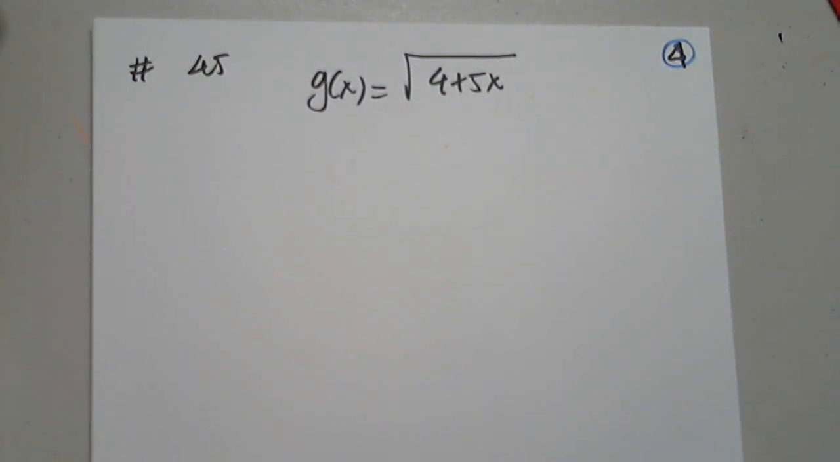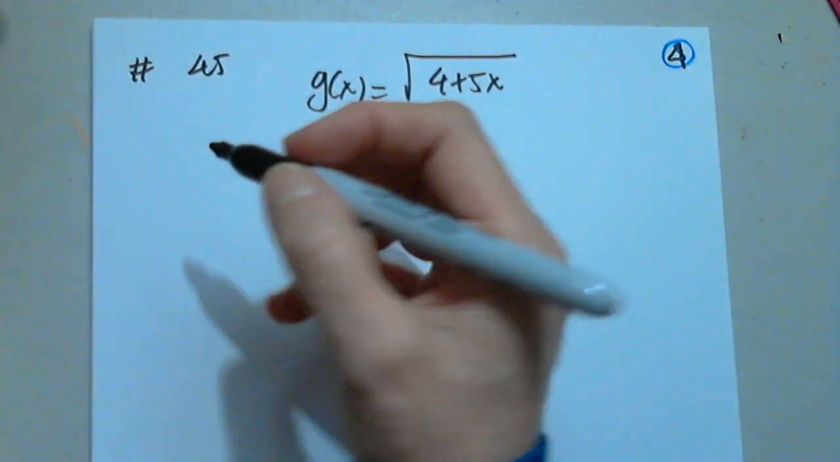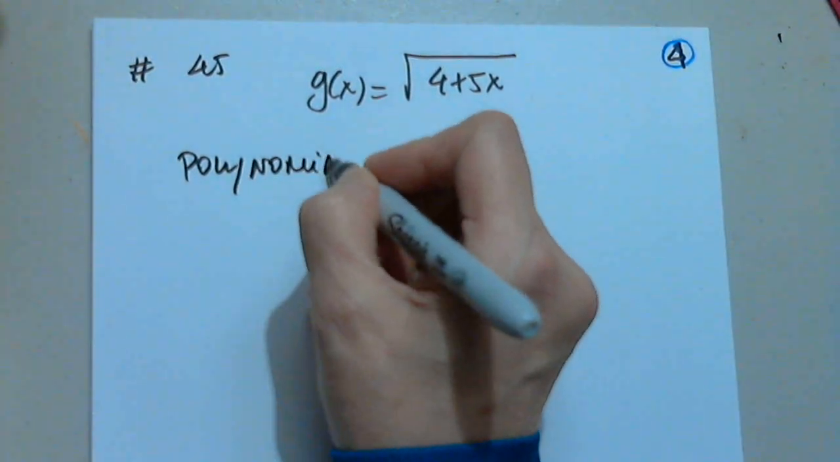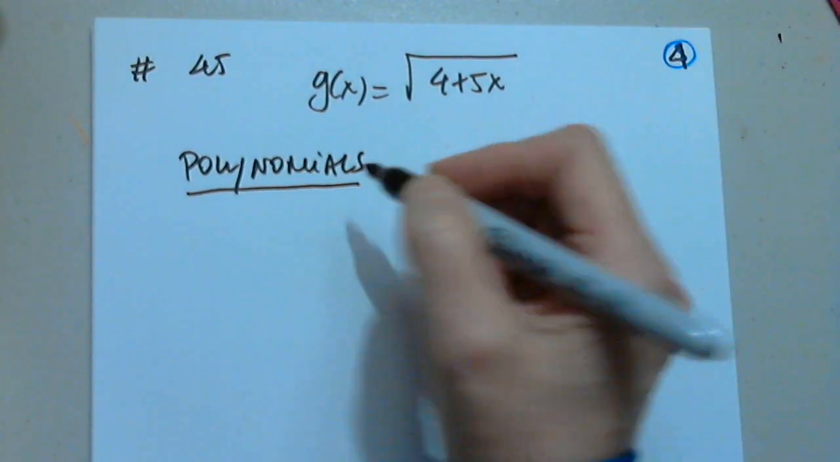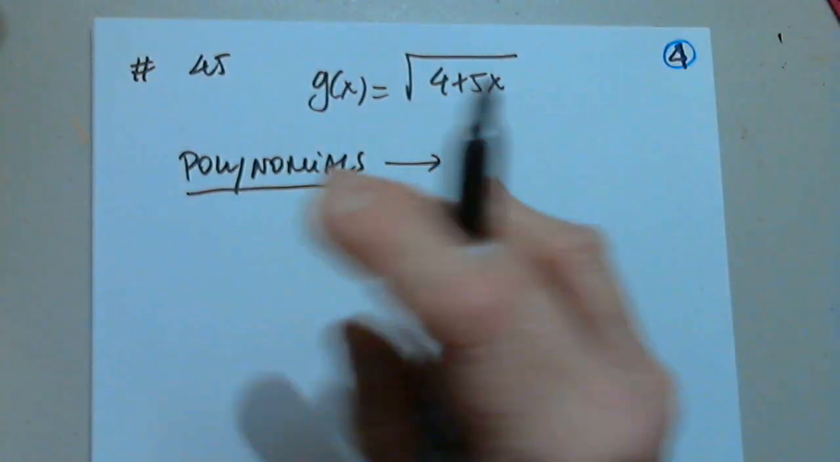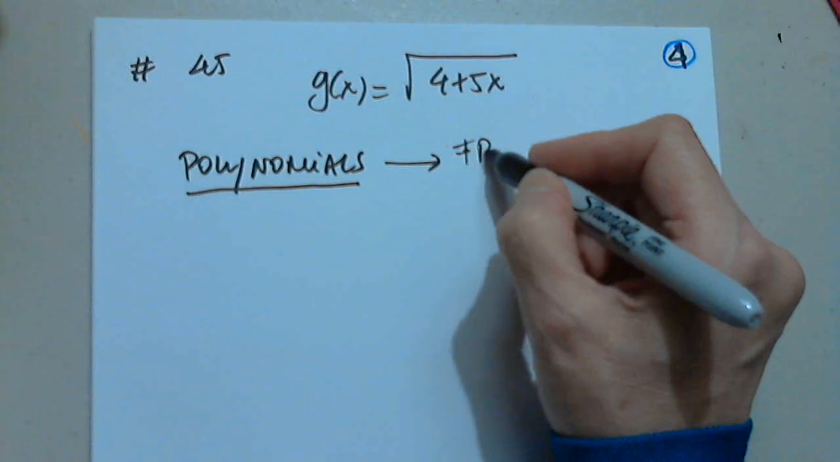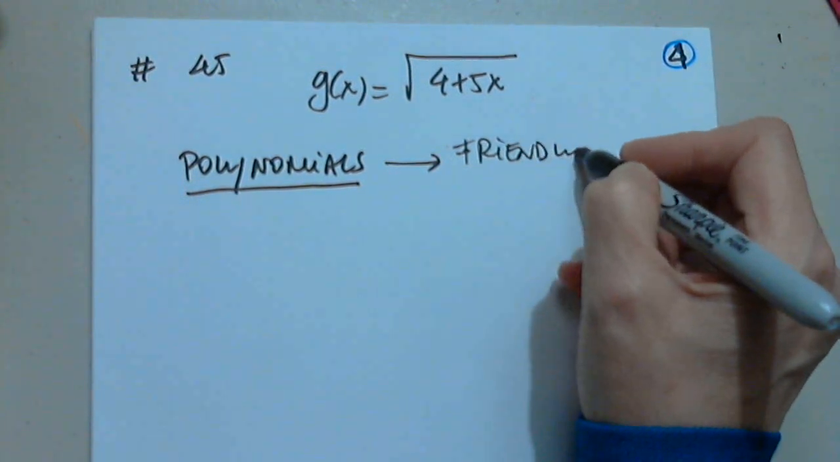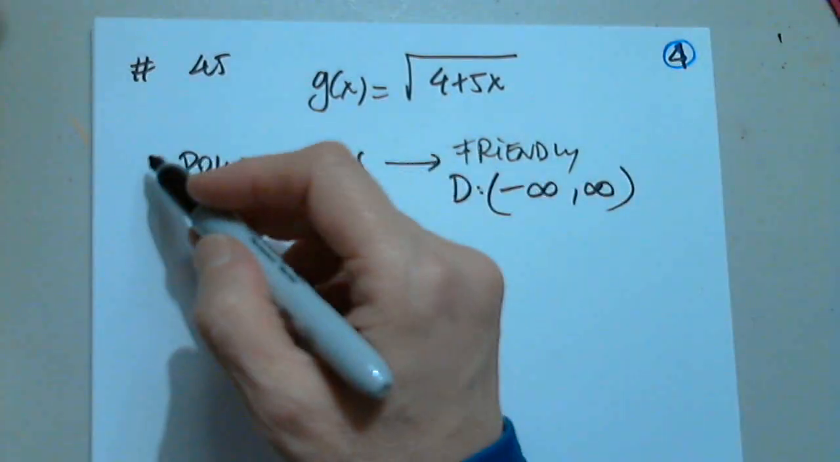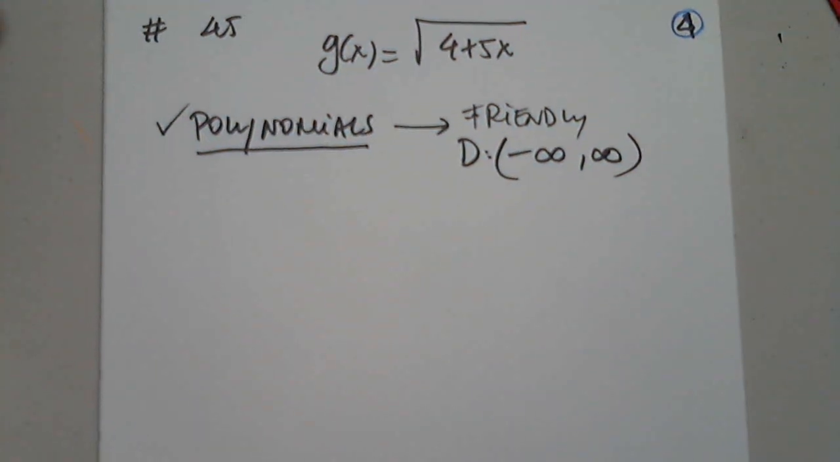As you know, we have tons of functions. One big group is polynomials. Polynomials can be degree 1, 2, 3, 4, any polynomial. These are very nice, friendly functions, defined on all real numbers. We never have to worry about them.